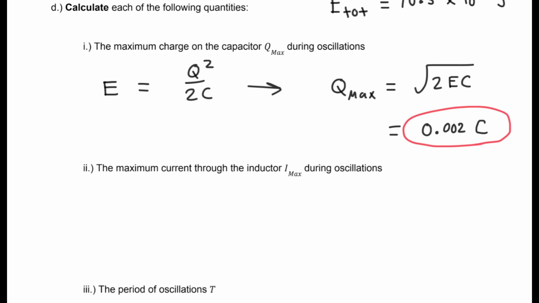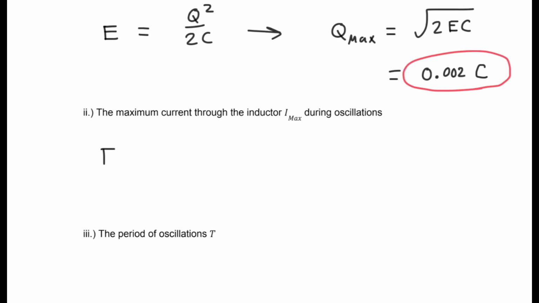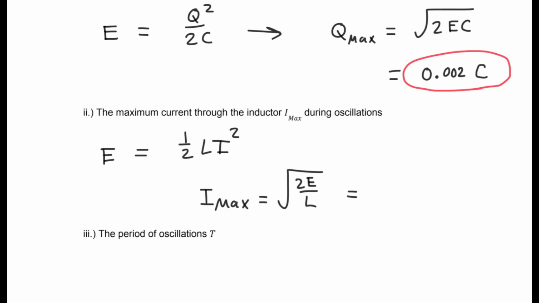And then the maximum current through the inductor is the exact same procedure, except the maximum current occurs when we're spending our entire energy budget on the inductor's magnetic field. So multiply by 2, divide by L, take a square root, and we get I max is equal to the square root of 2E divided by L. And that's equal to 0.0046 amps.